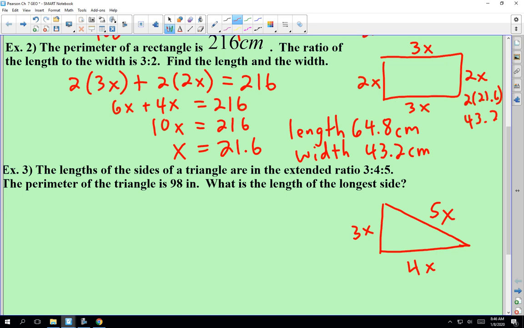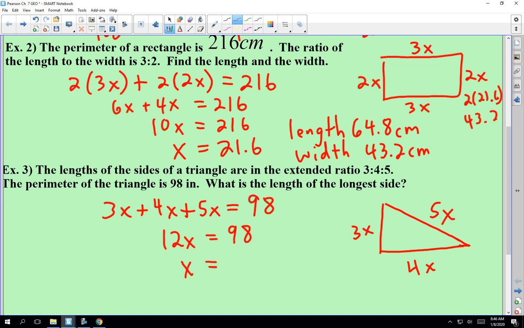So we're going to add all 3 of these up. 3x plus 4x plus 5x, and that's got to equal 98. Do you see why I'm not doubling them or anything like that? Perimeter of a triangle is just adding up the 3 different sides. Okay? Up here it was double the length plus double the width. So 3x plus 4x plus 5x equals 98. So I've got 12x equals 98.